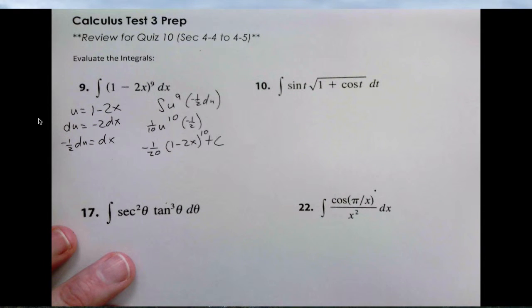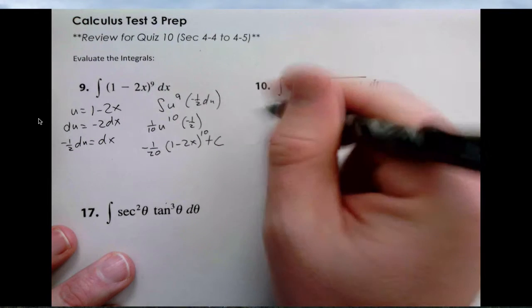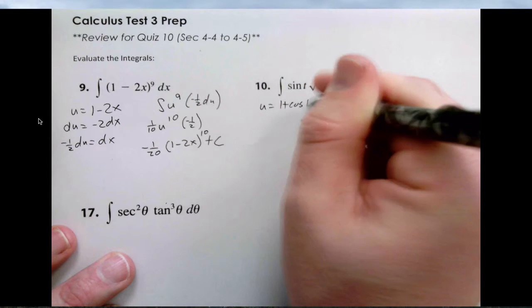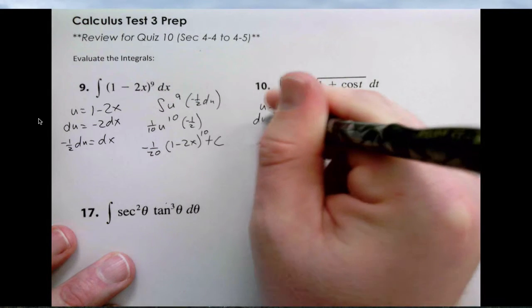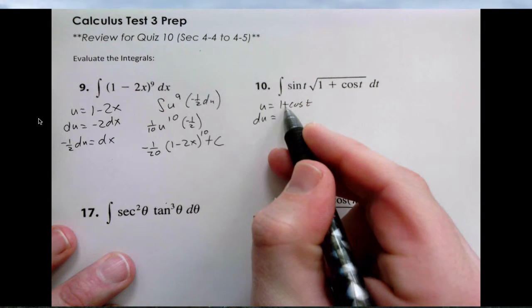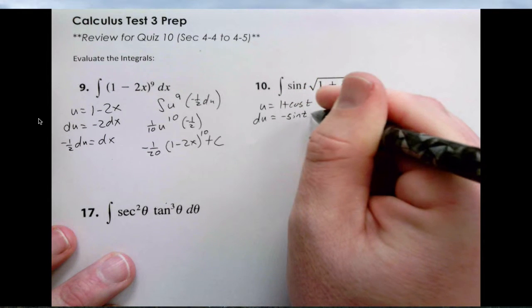Okay, for number 10, again, locate the inside. The inside of this is 1 plus cosine t. So I'm going to say u equals 1 plus cosine t. Therefore, the derivative of u is du, and the derivative of the other side is 0 plus negative sine t times dt.